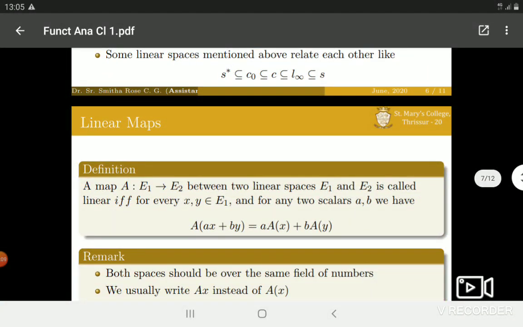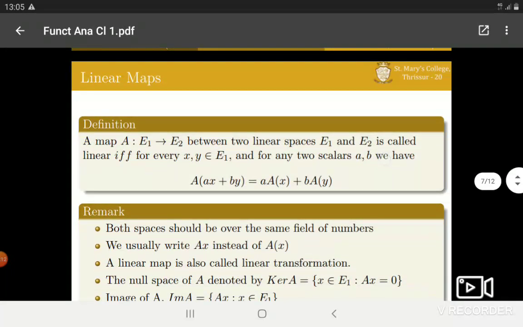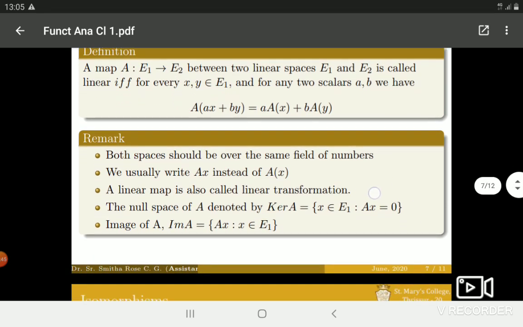Now we are coming to the definition of linear maps. So what is a linear map? A map A from E1 to E2 between two linear spaces E1 and E2 is called linear if and only if for every x, y in E1 and for any two scalars a, b, we have A(ax + by) equal to a A(x) plus b A(y). This already we know from our linear algebra paper, the linearity condition.